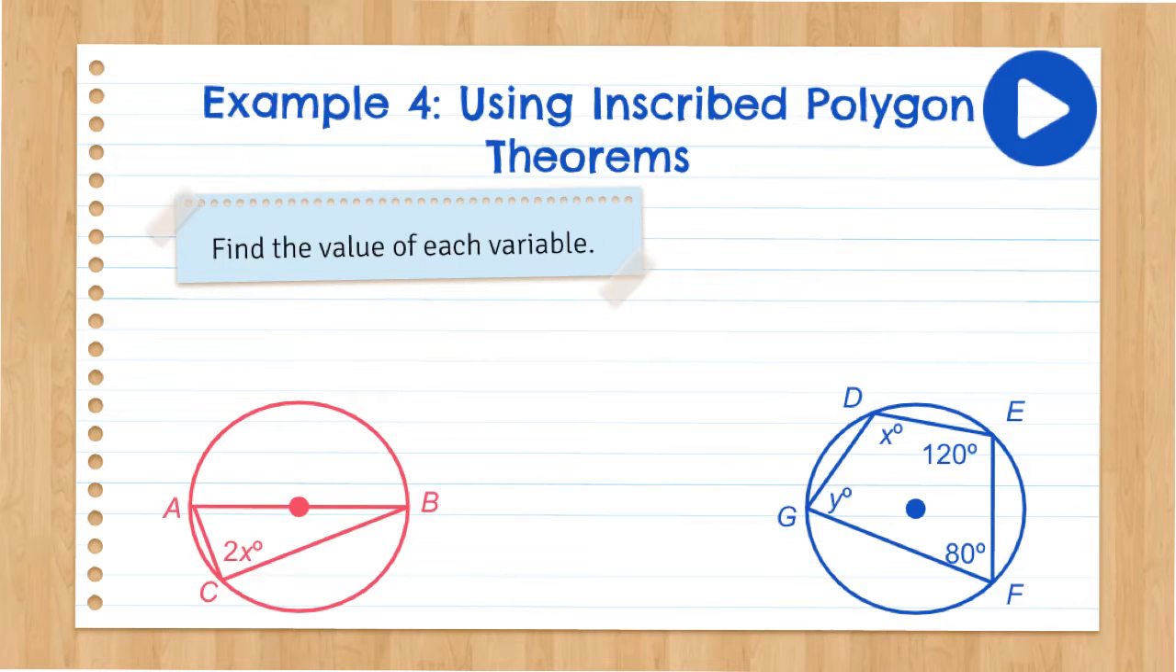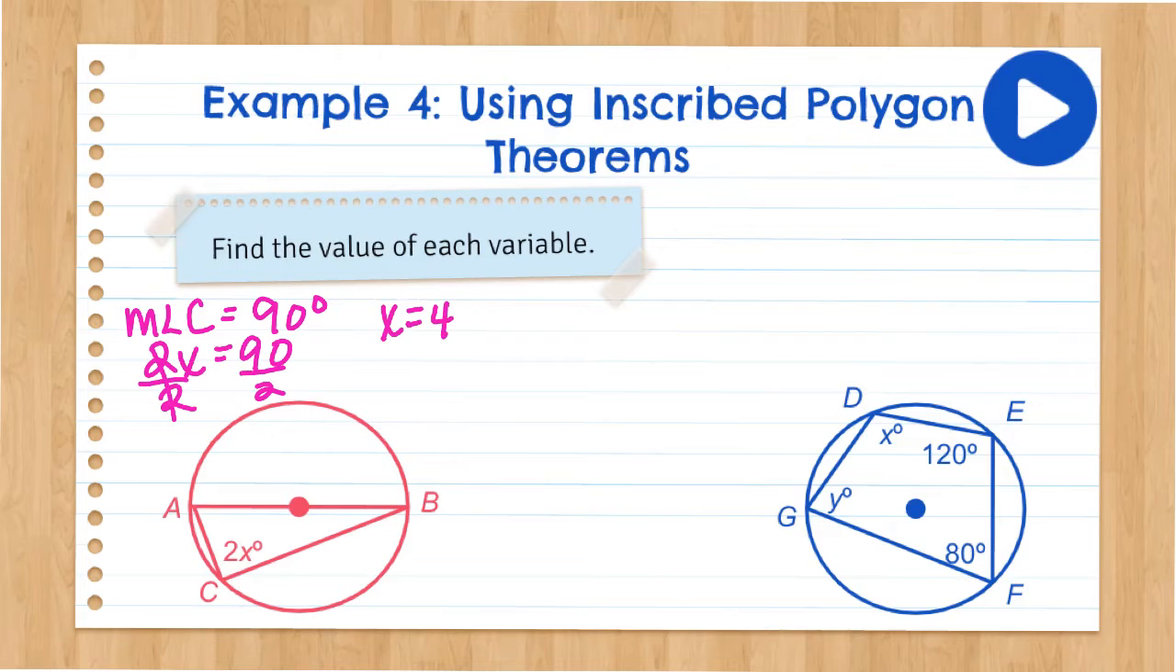We know that AB is a diameter because it passes through the center of the circle. So we know that the measure of angle C must be a right angle. So the measure of angle C equals 90 degrees. We also know from the picture that the measure of angle C is 2x, and that equals 90 degrees. So now we can divide each side by 2 and solve for x. So x equals 45.